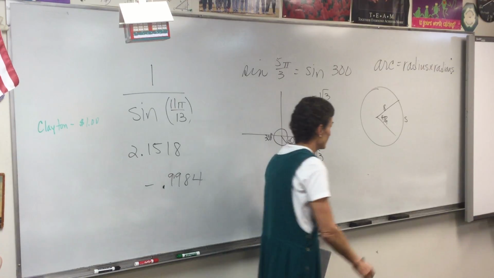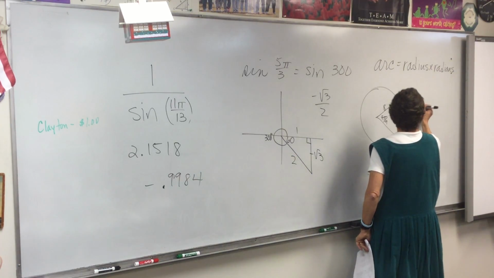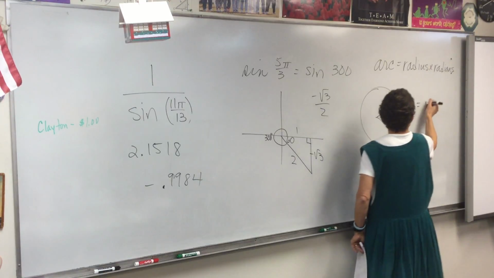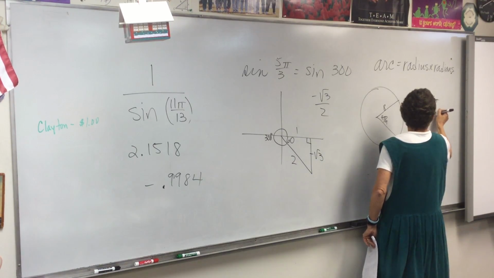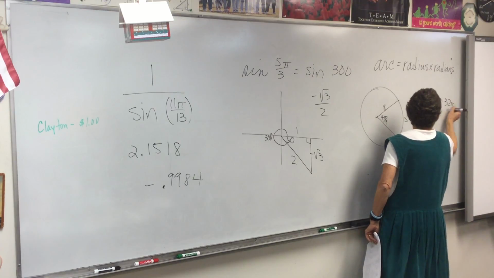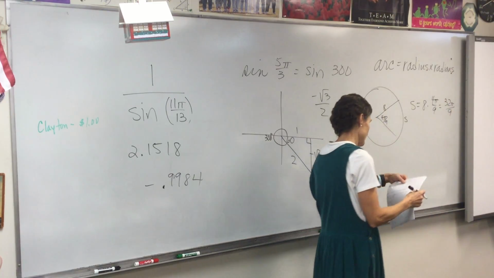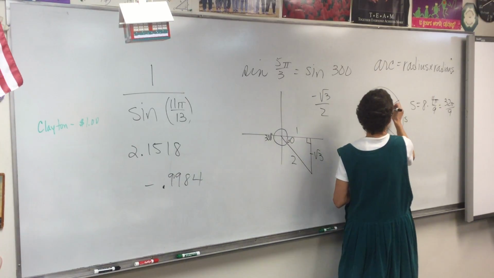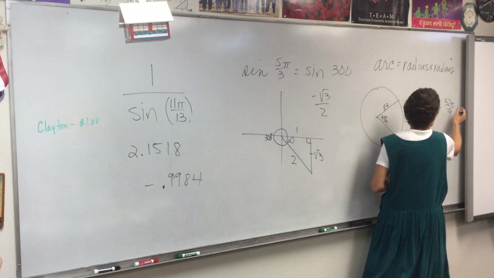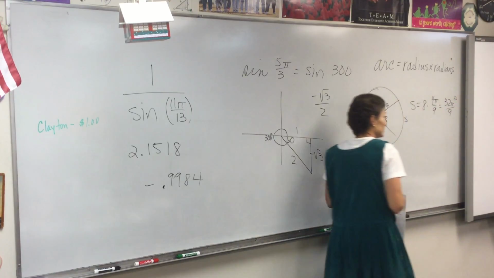Here we go. Arc length, radius, times radians. Answer 32 pi over 9. If there were a unit, it would match this. So if this were 8 feet, that would be 32 pi over 9 feet.